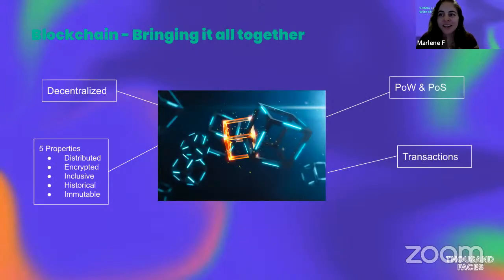So putting together blockchain, what we've learned so far, we know it's decentralized. We know about its 5 properties. And we talked about how transactions are working using cryptocurrencies. And I explained the proof of work and proof of stake. There are still more layers to the blockchain. But for now, this is what we've covered so far.